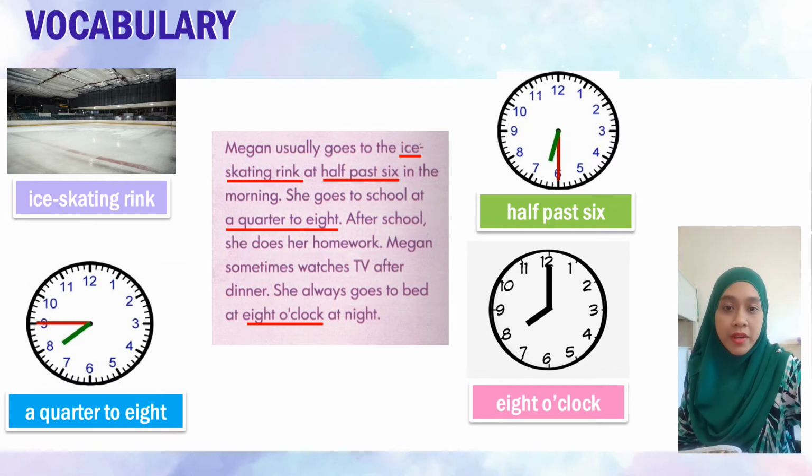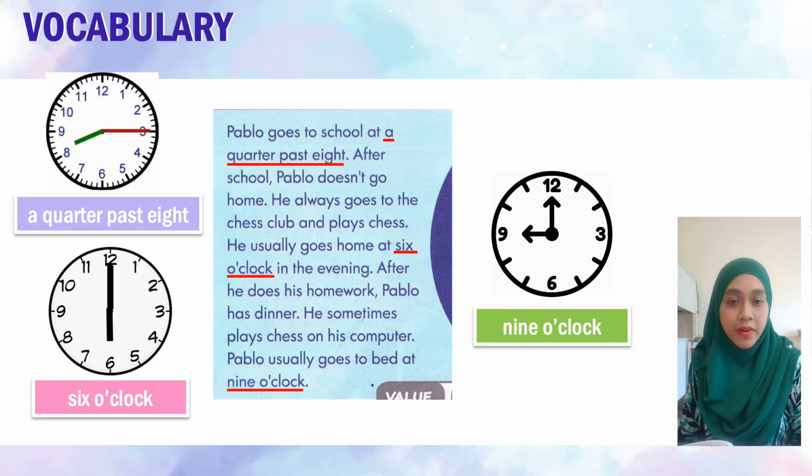Vocabulary number 2 is 6:30. 6:30 means 6:30. The third vocabulary is 7:45. 7:45 means 7:45. The last vocabulary is 8 o'clock. 8 o'clock means, yes, the time is 8:00. Okay, so now let's move to the vocabulary in the Pablo story.